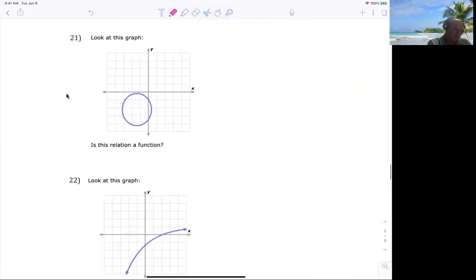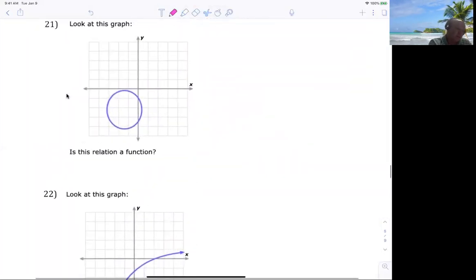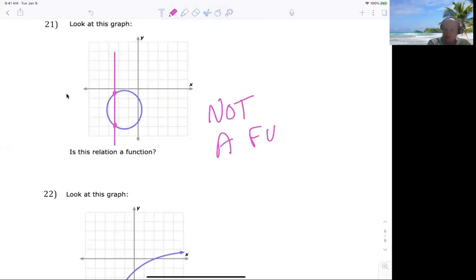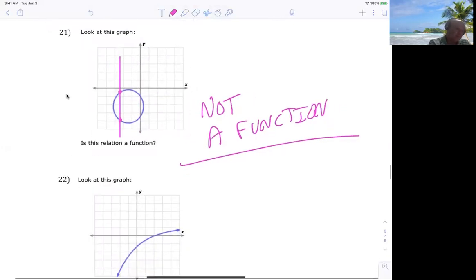All right, is this a function? Remember, anytime you're looking at a graph, all you're doing is creating a vertical line, scanning the vertical line across. At any one of those points, it crosses the graph twice. So again, not a function.